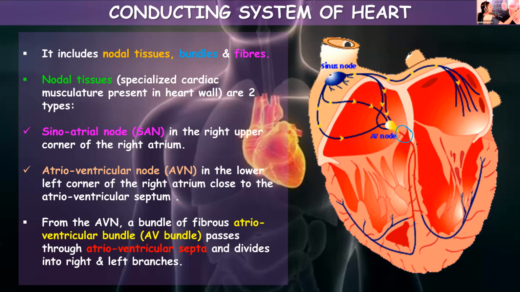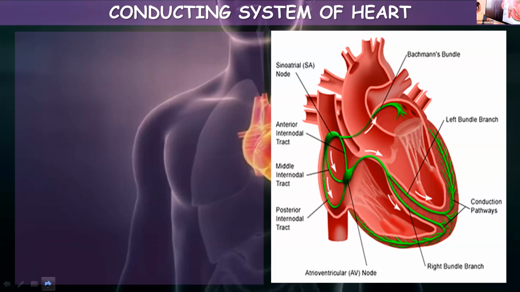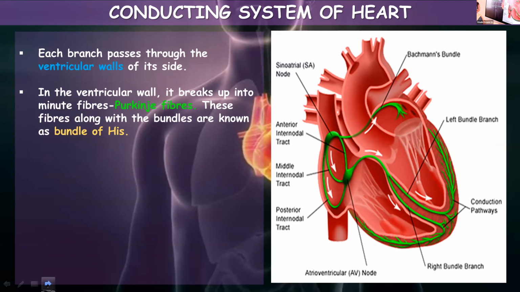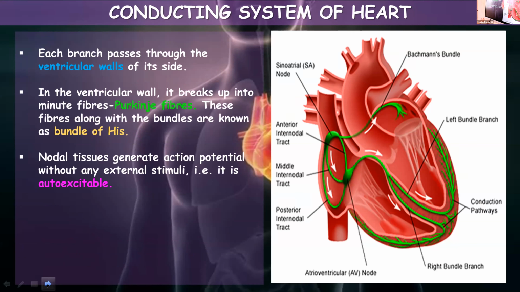As you can see, they run along the walls of the ventricles, and they spread across the entire ventricular musculature. Each of the bundles, right and left, gets divided into smaller branches. And what do you call these branches? Purkinje fibers, named after the scientist. The right and left branches of the AV bundle, along with these Purkinje fibers, are known as the bundle of His. That is also named after the scientist Wilhelm His.